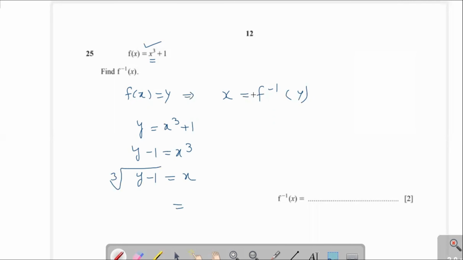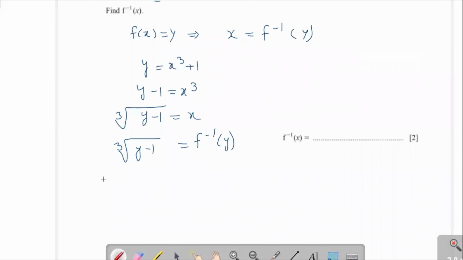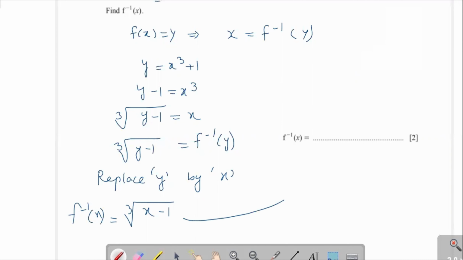And then you see here, x equals f inverse of y, and that is equal to the cube root of y minus 1. Now we replace y by x. Now we get the cube root of x minus 1. That's equal to f inverse of x, and this is the answer.